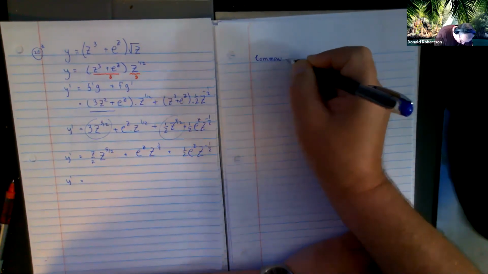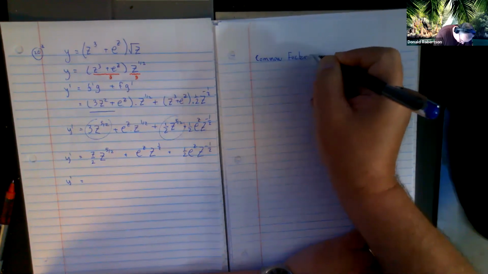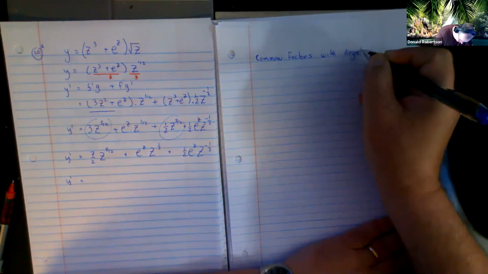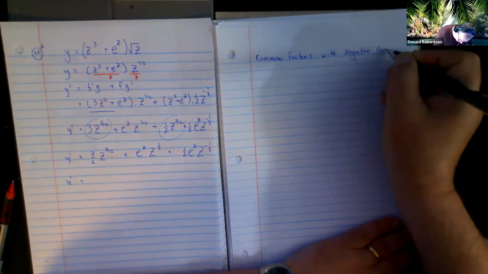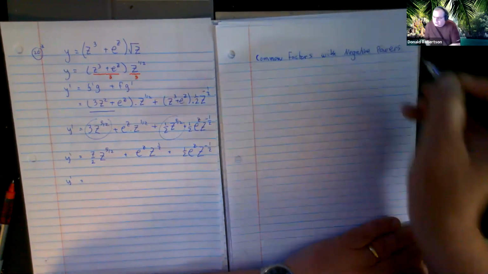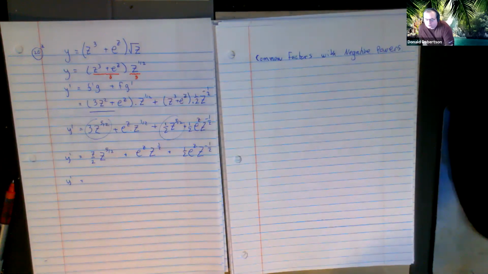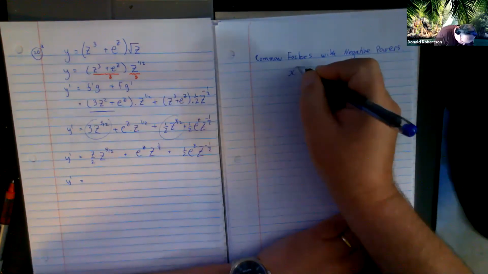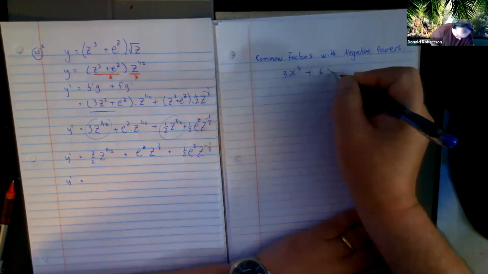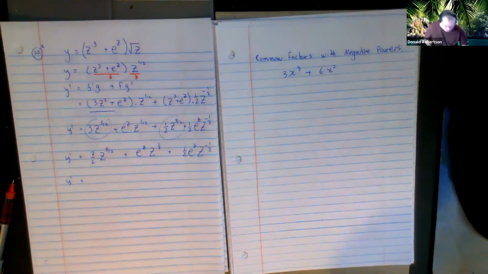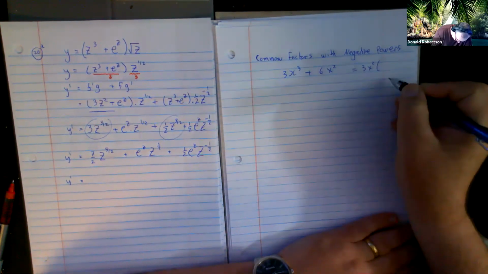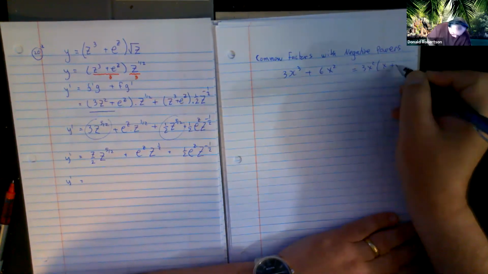Common factors with negative powers. You can actually have negative powers of x or z as a common factor. You're used to x cubed and x squared, right? If I gave you that, I would hope you would say 3x squared is a common factor and x add 2 would be left. Great.